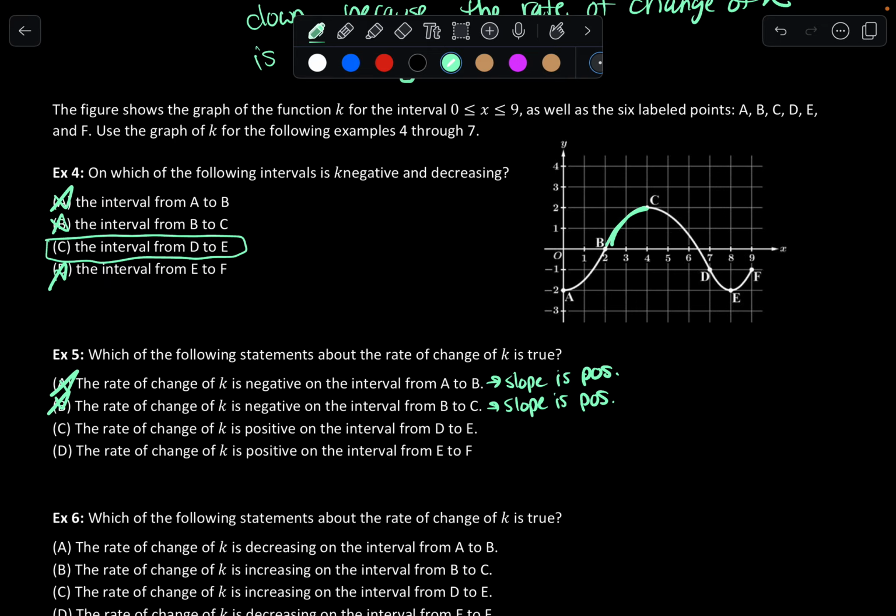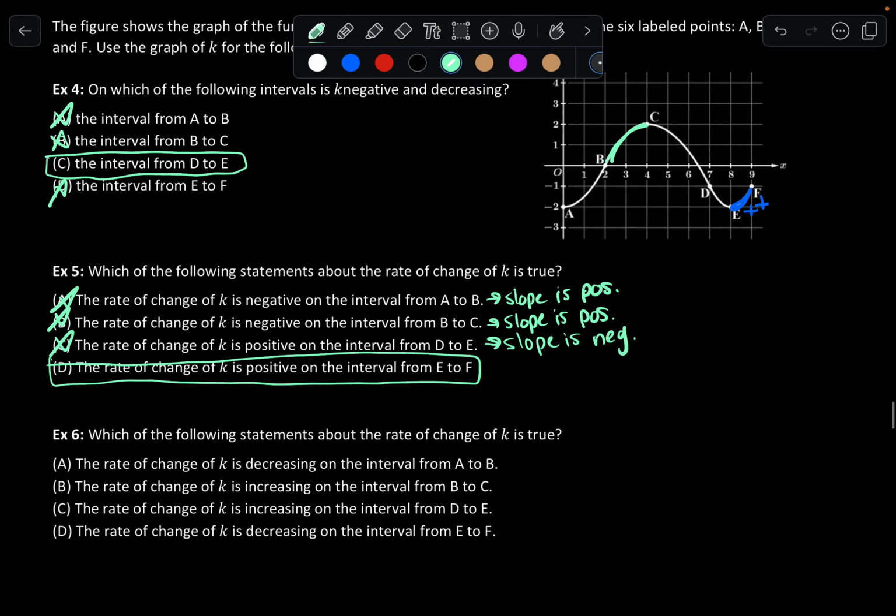The rate of change of k is positive on the interval from D to E. From D to E, it's decreasing, so that's not going to work. So the slope is negative because the function is decreasing, and that does not align. So part D says the rate of change of k is positive on the interval from E to F. This is true because if we look from E to F, the slope is positive because the outputs are increasing. Therefore, the correct answer is going to be D.